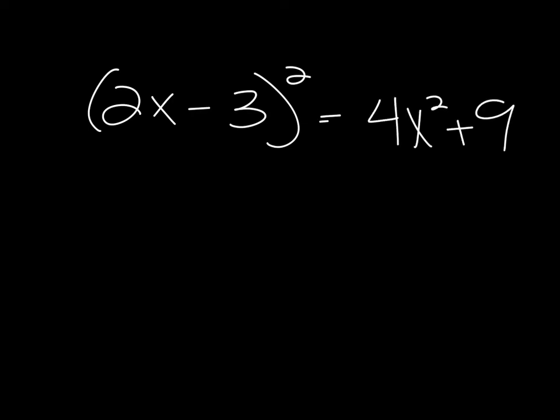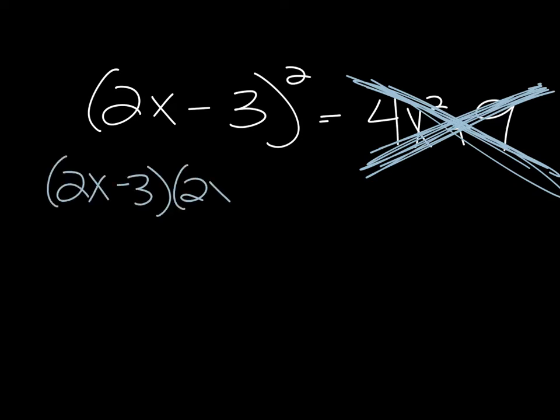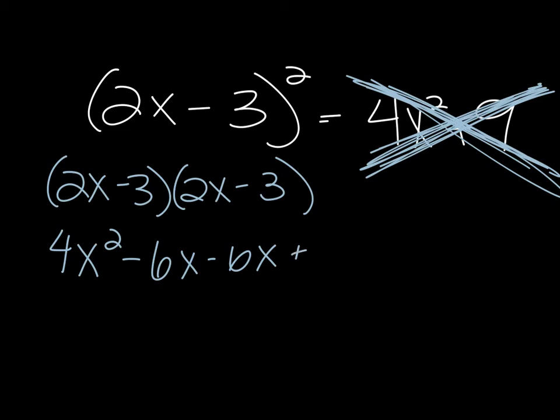No. It's the most common mistake, people just cannot get that through their skulls. It's not the same thing. You have to expand and FOIL. So this is 2x minus 3 times 2x minus 3. And then you can FOIL: 4x squared minus 6x plus 9.